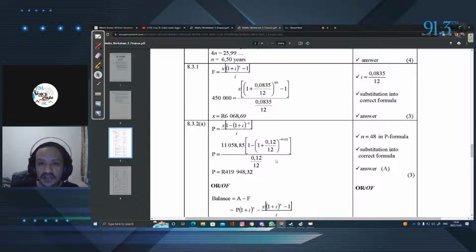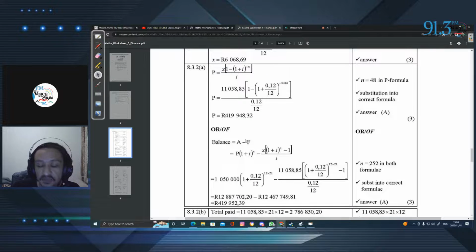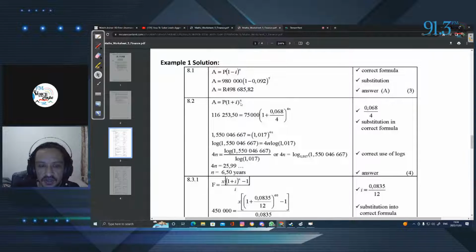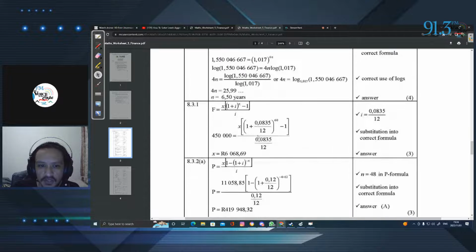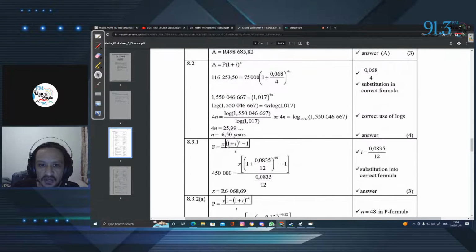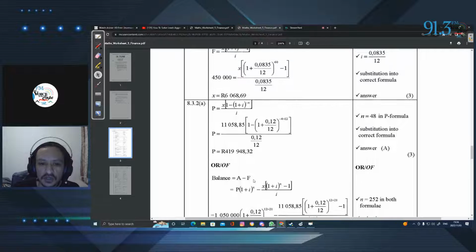I would rather advise you, in my personal opinion, to use this formula. It's a lot easier. In fact, it's pretty much way more obvious. It says the balance is equal to A minus F, where A is represented by this appreciation value over here for compound interest. This is a compound interest formula. Then the compound interest formula is subtracted from this formula over here, which was using 8.3.1, which is for deposits.